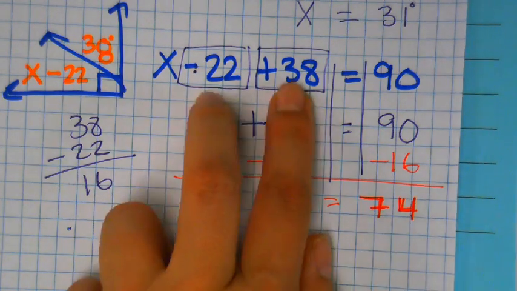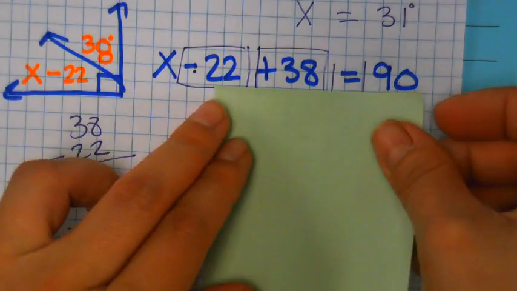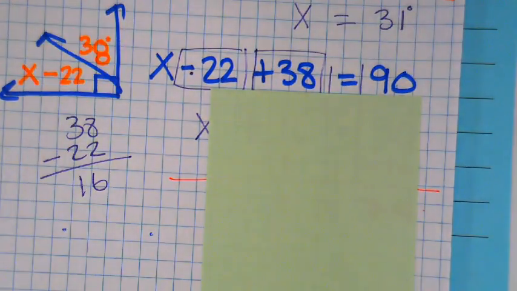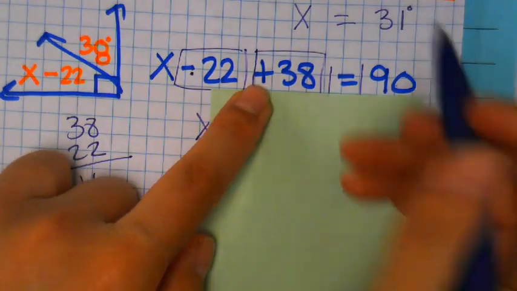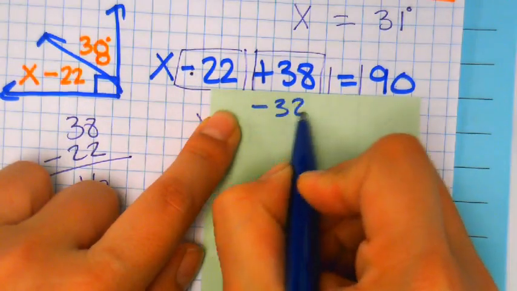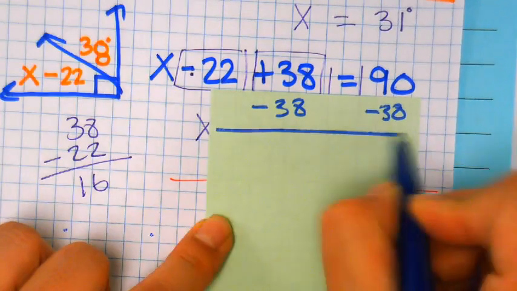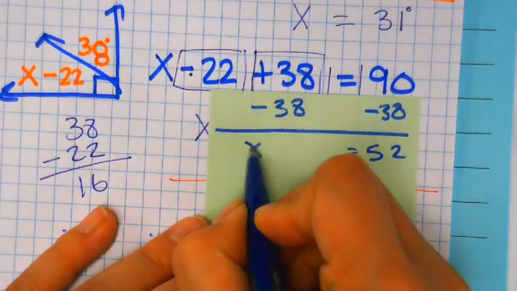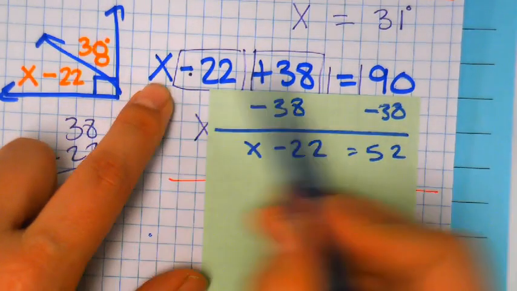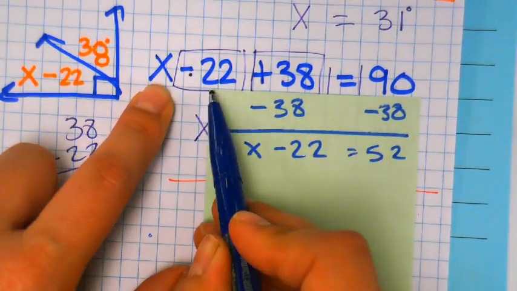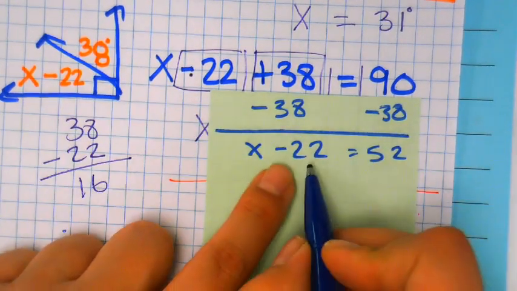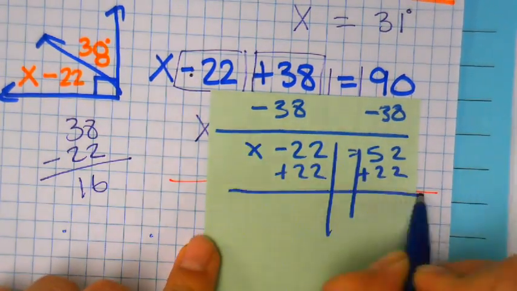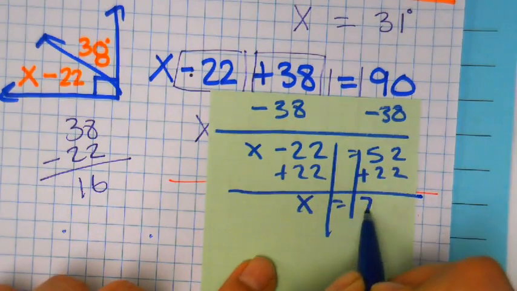When the signs are different here, what you could do, and you'll get the same answer, is, you know what, I'll just do Masai's way. I'm going to take this one and go minus 38, minus 38. I get 52 equals x minus 22, because I just used the 38, but I didn't use the x minus 22. So how do I move the 22? Plus 22, plus 22. So x is equal to 74.